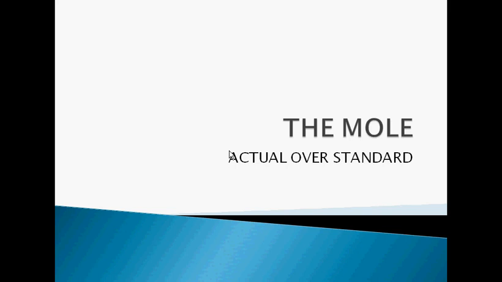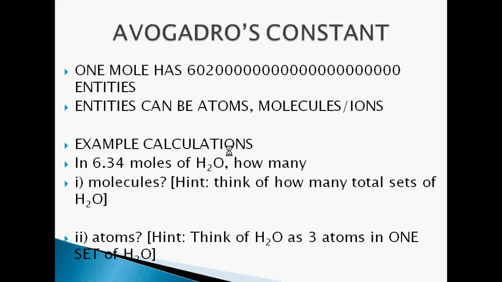Let's go through the text. You see, this Avogadro's constant, the scientist has set. You know that 1 dozen of flowers will have 12 stalks of flowers. 1 dozen of ping pong balls will have 12 ping pong balls. So they use 1 mole to represent 6.02 times 10 power of 23 entities. The entity can be atoms, molecules, or ions. The example calculation, let's come back to this slide later.